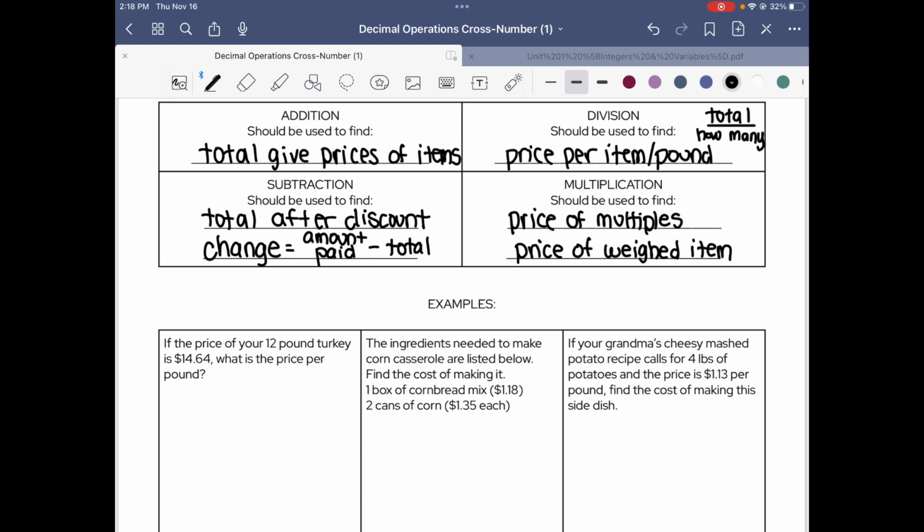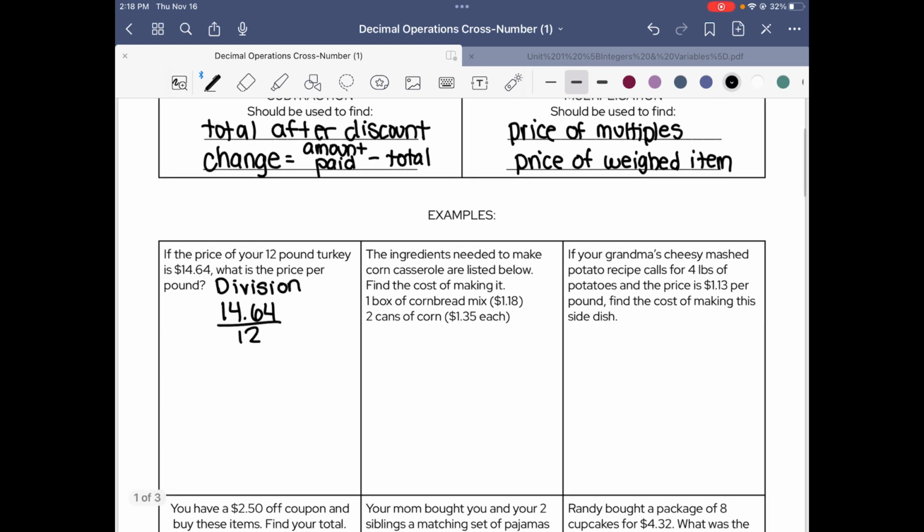This would be an example where we would do division because we're looking for the price per item or the price per pound because it literally says price per pound right there. Okay, now it's not always going to necessarily use those exact words, but in this case it does. So that means we are going to end up using division. And we need to take our total, which is $14.64, and divide it by how much, which is 12 pounds.